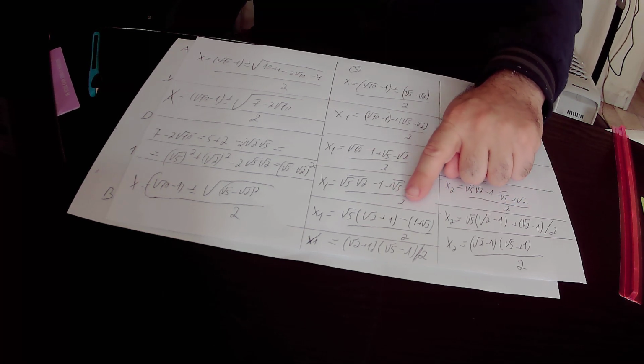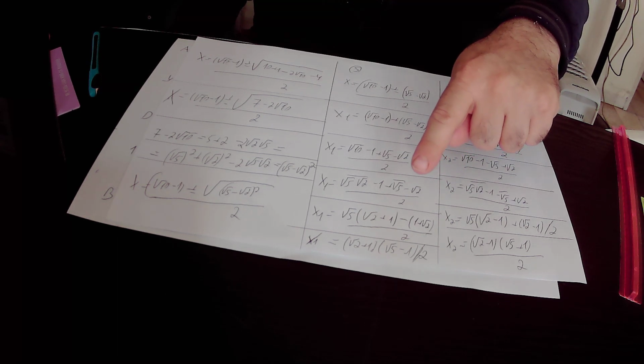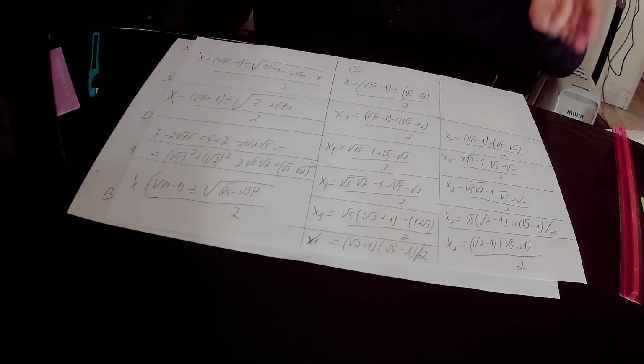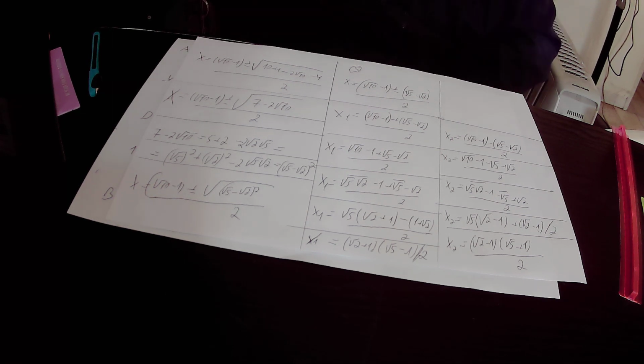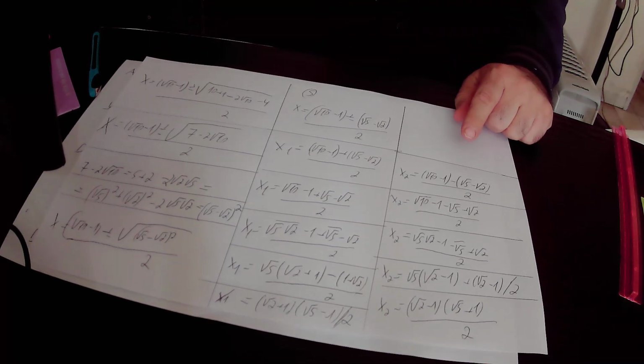Then we took √2 + 1 out of these expressions, and inside the brackets we were left with √5 − 1. So in conclusion, we found that x1 equals (√2 + 1)(√5 − 1)/2. We did the same process for the second solution, that is x2.